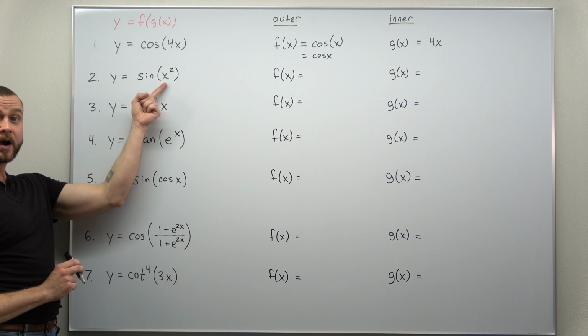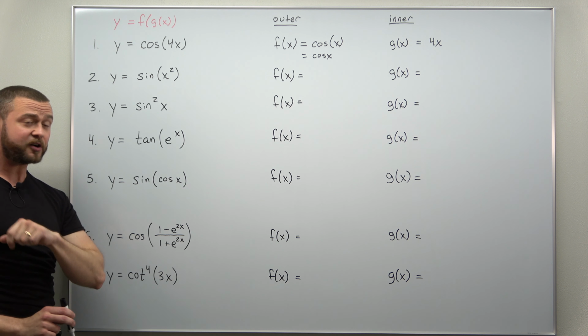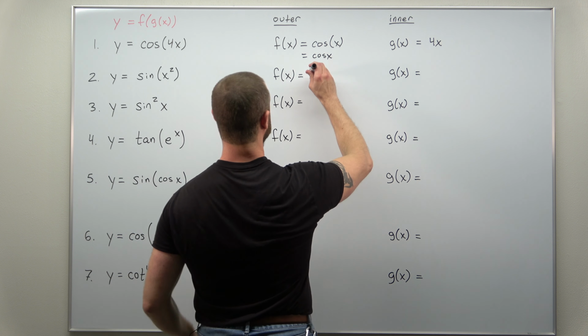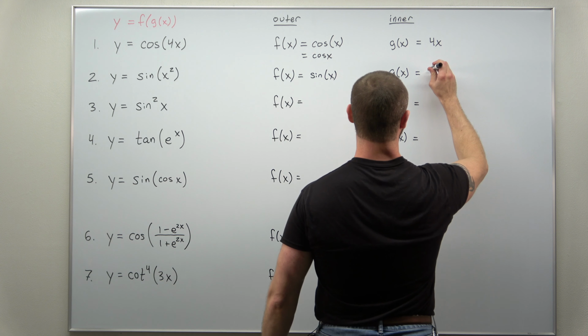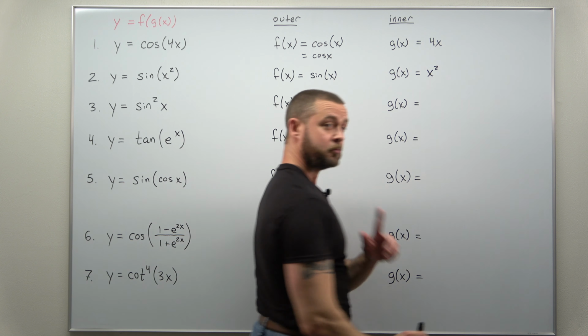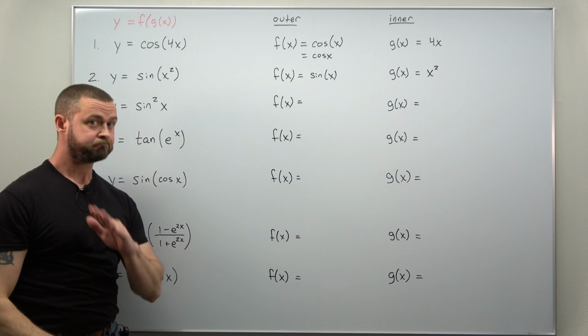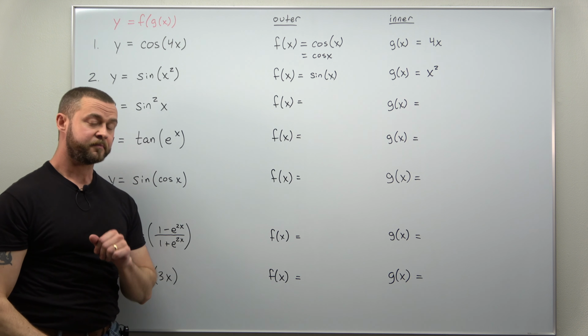All right, for example 2, seems very straightforward. We have x squared inside of the sine function, so we would take our outer function as sine of x and our inner function as x squared. And that's it.